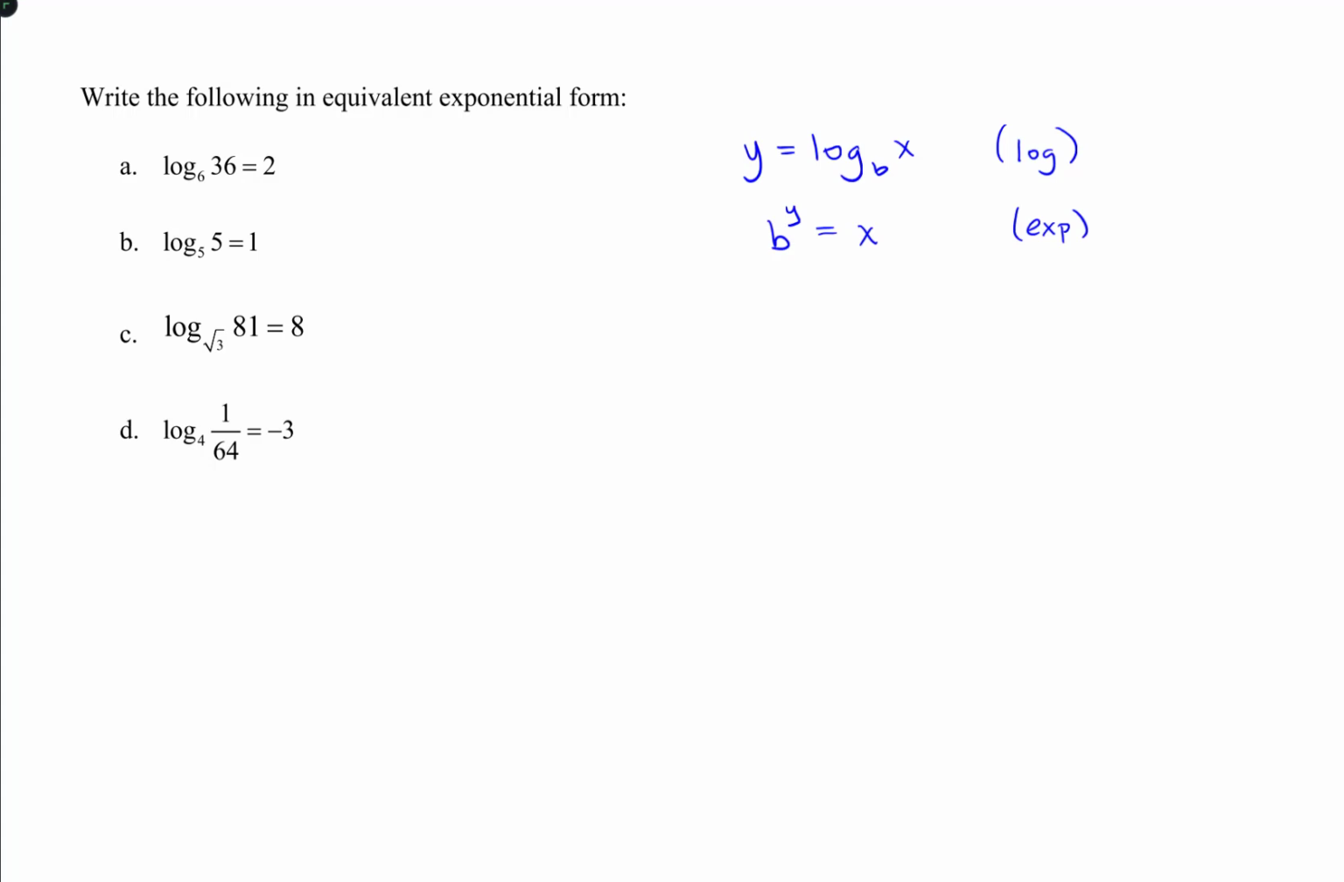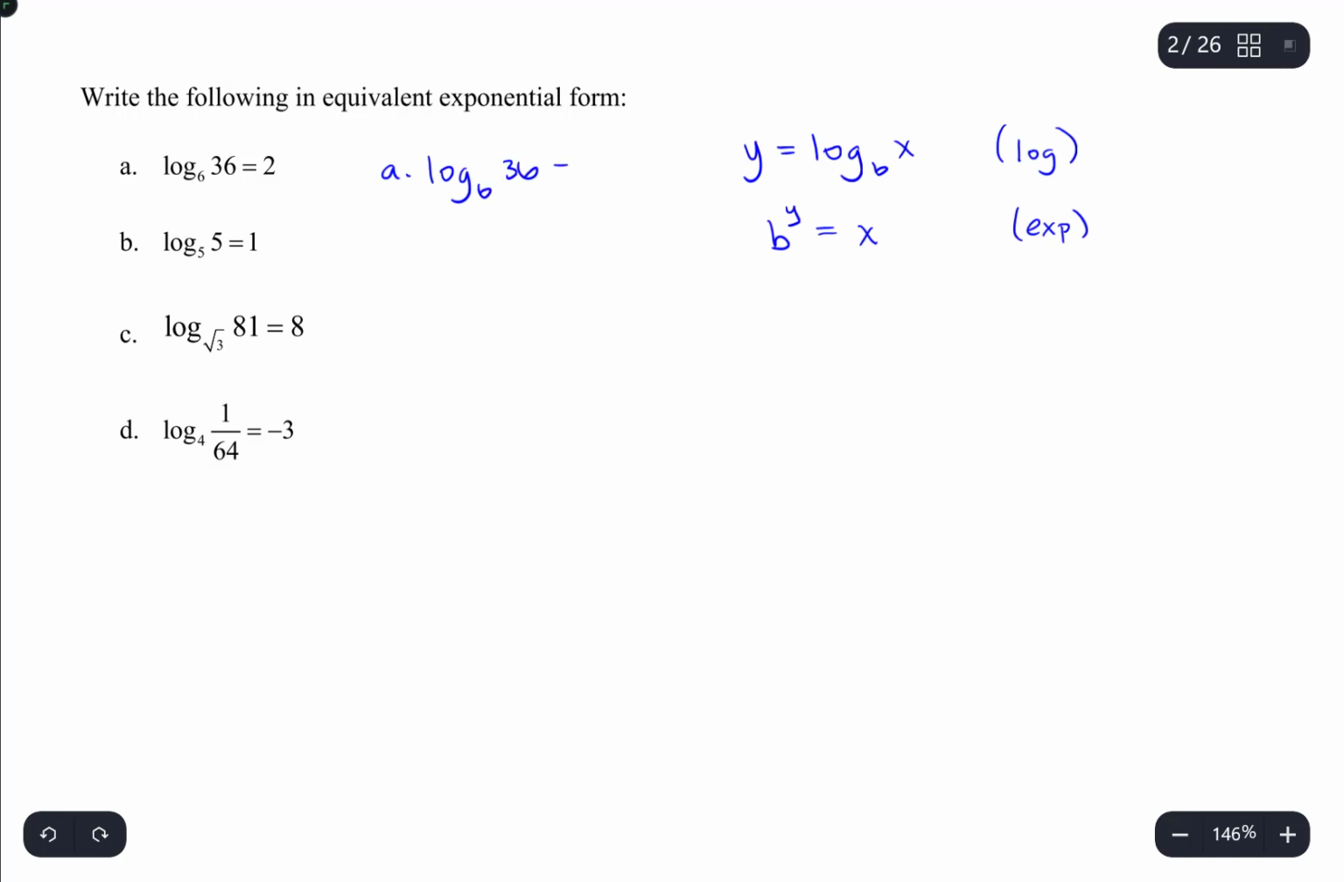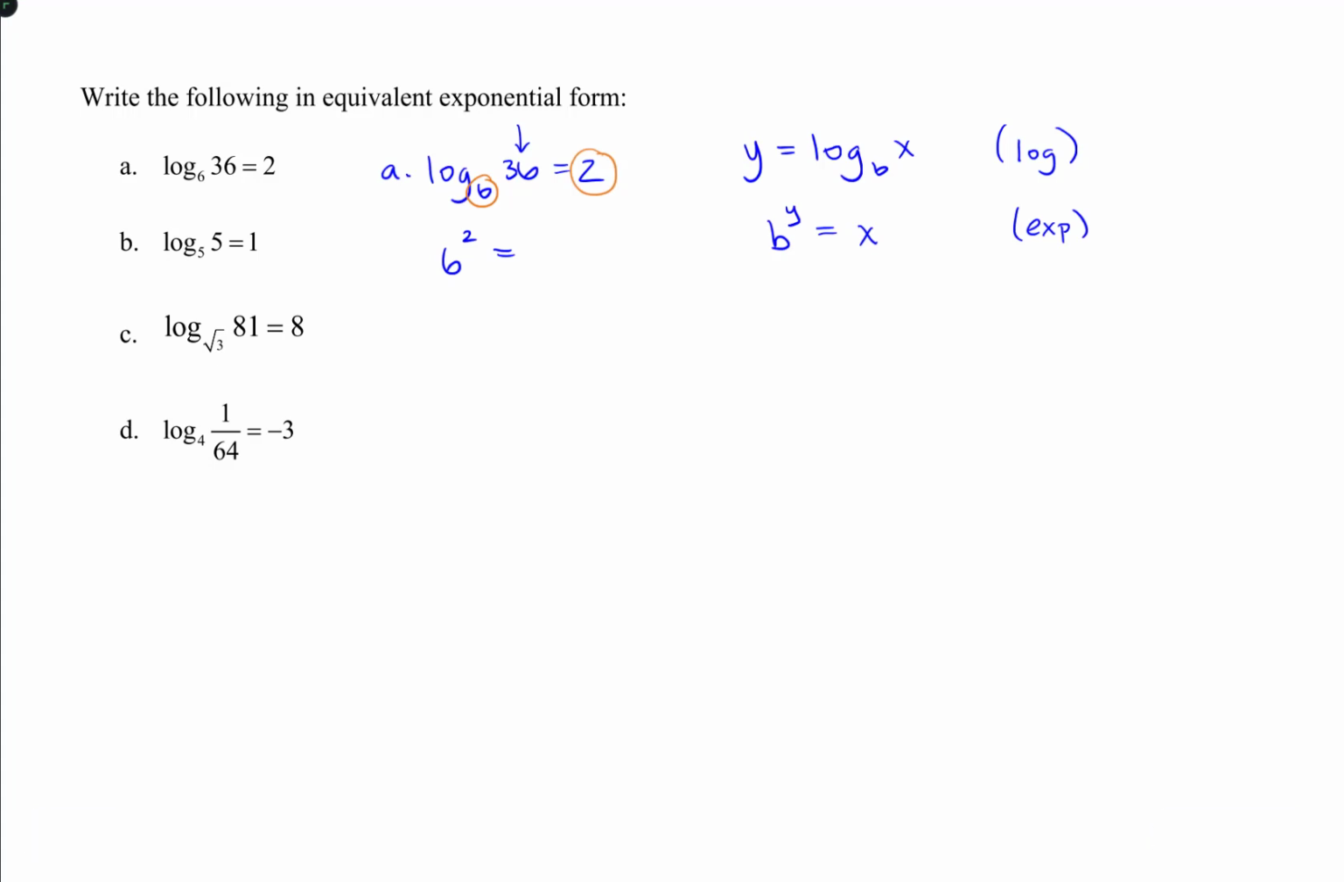So if we have an equation that's in log form, say like in part A, log base 6 of 36 equals 2, then in exponential form, the base is this 6 right here, and then we raise that to this value, which is the exponent, so to the second power, and that should result in the argument of the logarithm. So 6 to the second power is 36, so that checks out, and that's the equivalent exponential form.